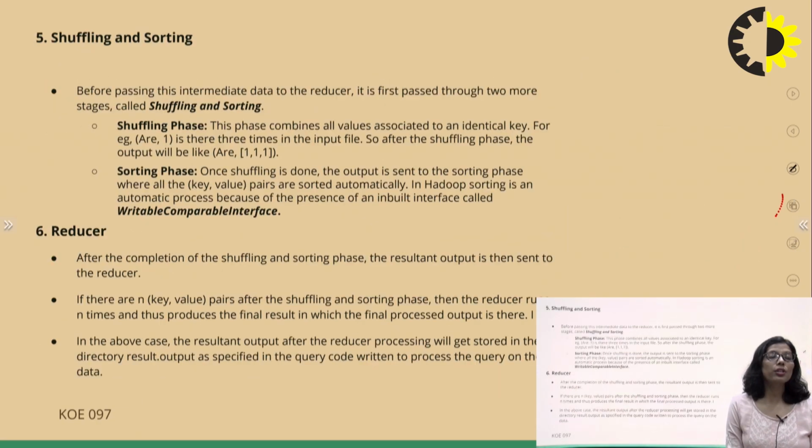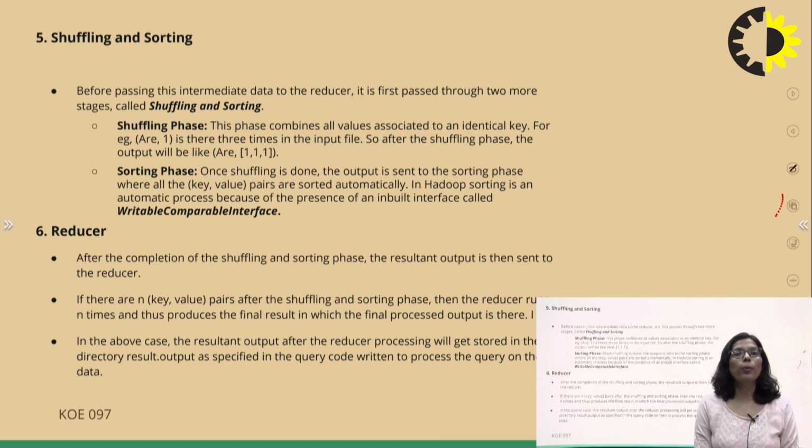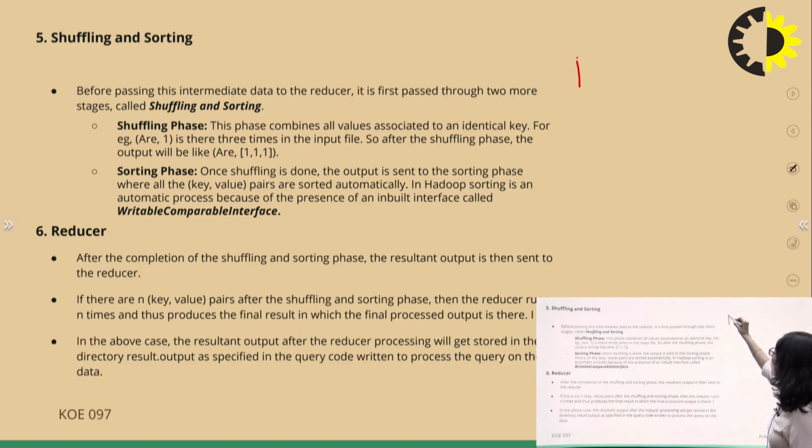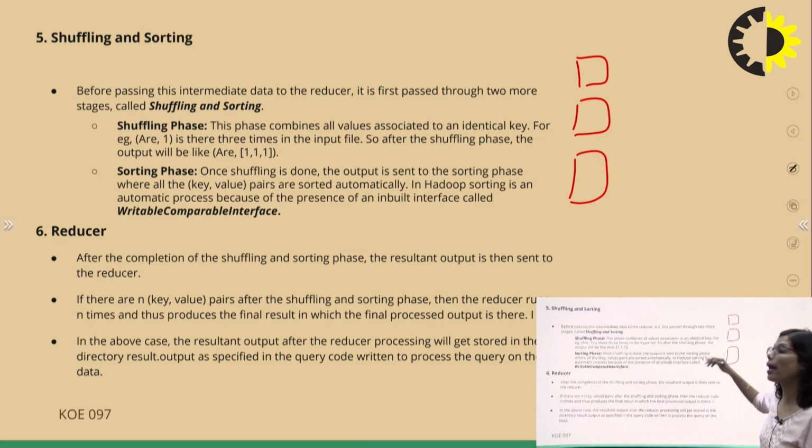Next step is your shuffling and sorting phase. Now, we have data distributed across various nodes, right? I have various nodes, and data is distributed across them, and at each of these nodes we have input splits. Now, these input splits have your mapper and the response of each of these mappers.